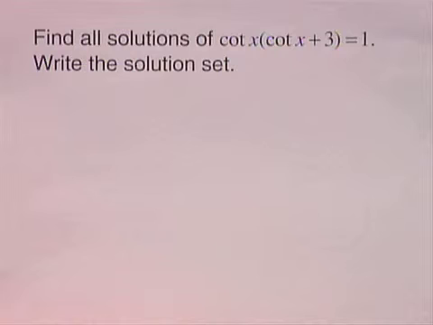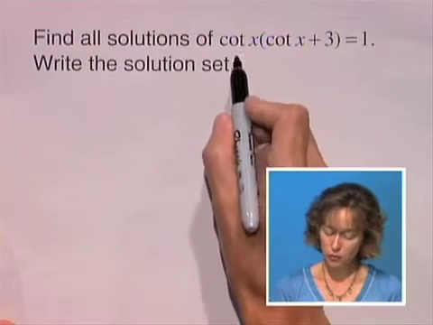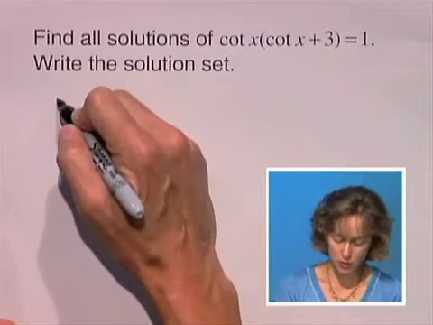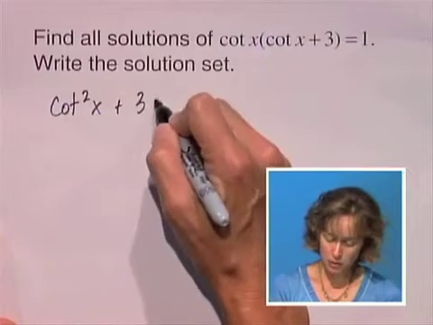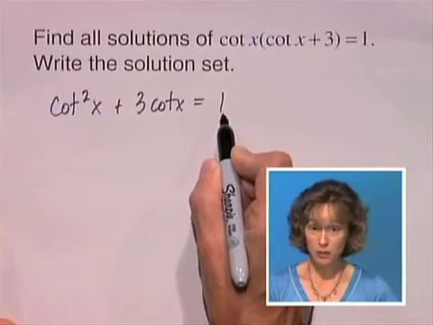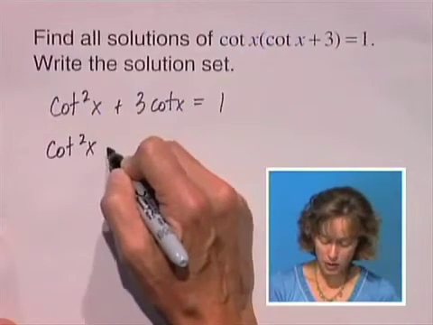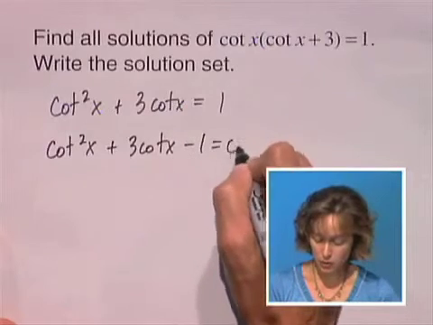Let's solve a trig equation. We want to find all the solutions of cotangent x times cotangent x plus 3 equals 1, and we're going to write the solution set. A first step here is to distribute to get rid of the parentheses, at which point we have cotangent squared x plus 3 cotangent x equals 1. Now I want to set it equal to 0, so I'm going to subtract 1. Cotangent squared x plus 3 cotangent x minus 1 equals 0.